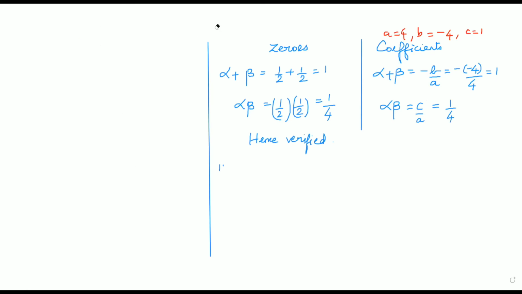The third question is 6x squared minus 3 minus 7x. Please note, before entering into the question, first arrange it properly. So 6x squared minus 7x minus 3. Now let's factorize minus 18. You get minus 9 plus 2. So when you multiply, you get minus 18. And when you add, you get minus 7.